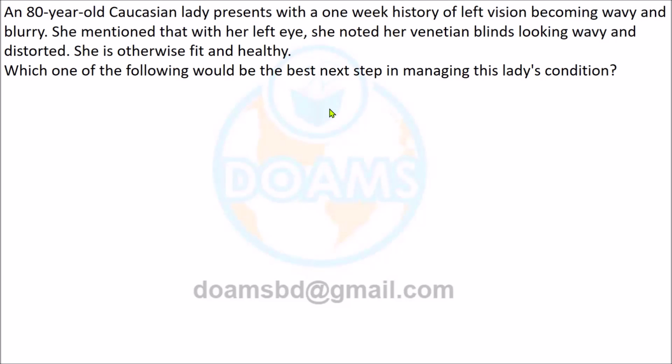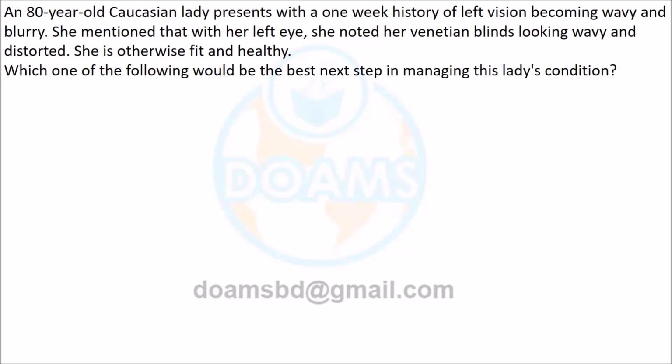What condition are we thinking now? Any other colleague, Dr. Dashini? Hopefully you are connected well. Any other colleague can comment. What are we thinking now? 80 years old, otherwise fit and healthy, means the patient is not diabetic, not hypertensive. The only problem is in the left eye, and the vision is becoming wavy.